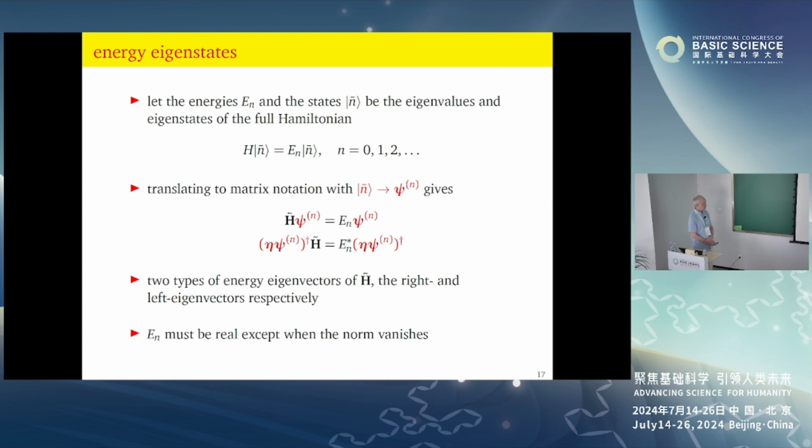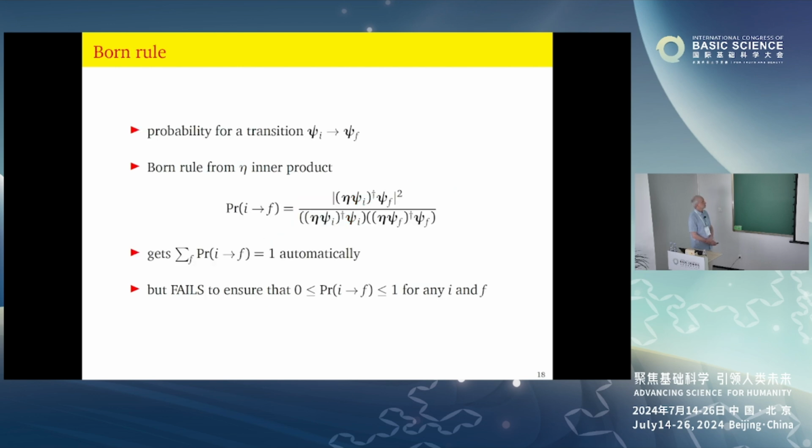Putting these two together, it's not hard to see that En must be real, except when the norm vanishes. And there's nothing stopping the norm from vanishing, so it seems we do have an issue here to face, what to do with complex energies. So I'll come back to that, but let's move on to the Born rule.